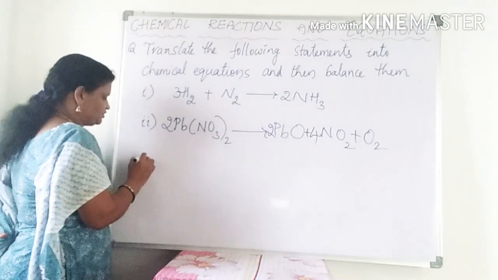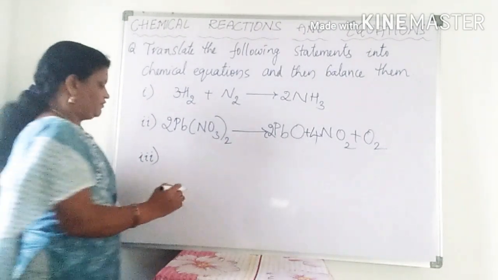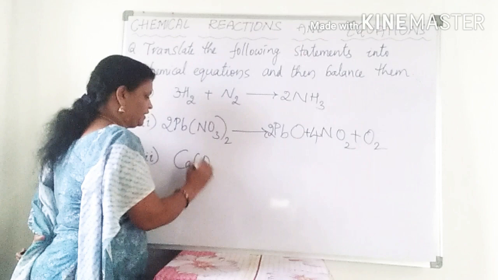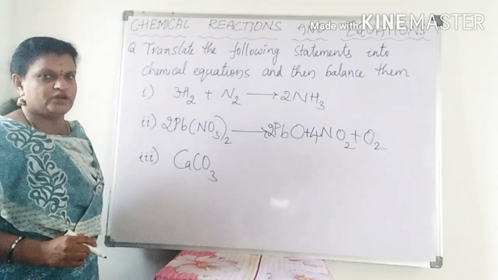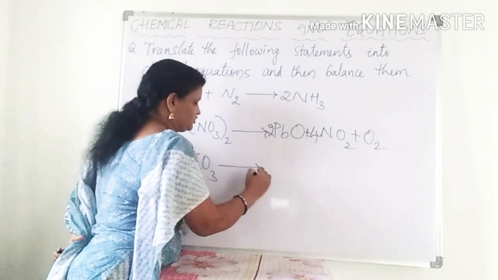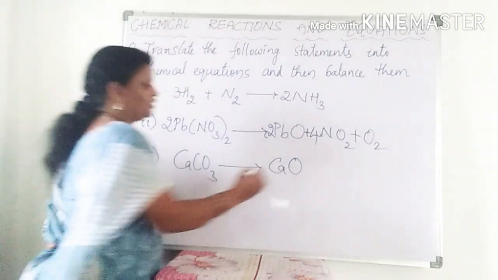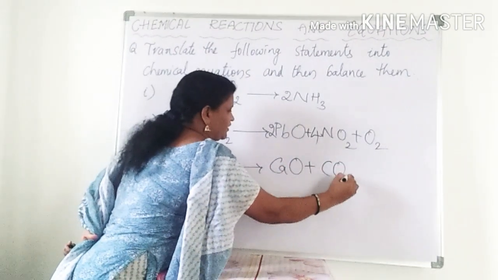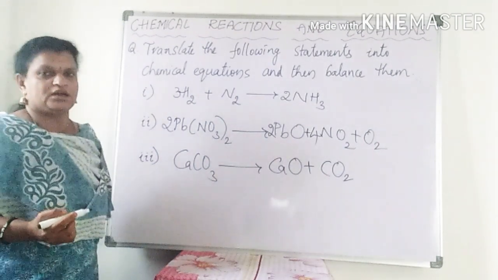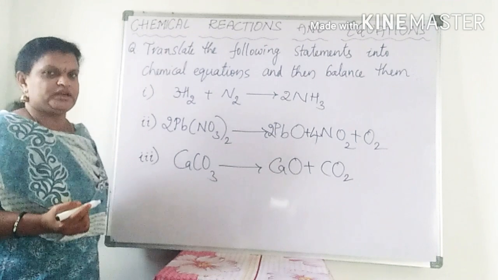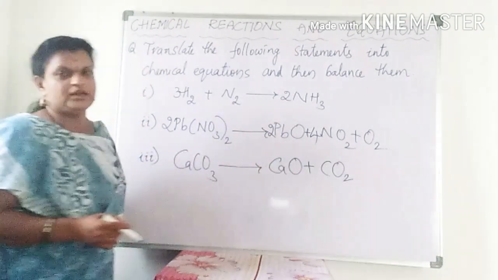Now we'll go for another question, where we are heating calcium carbonate. By heating calcium carbonate, what is formed here? One solid will remain in the test tube, that is calcium oxide. Along with that, carbon dioxide is also formed. Now we can remember here, any metal carbonate, if heated, we are going to get its oxide and also carbon dioxide.